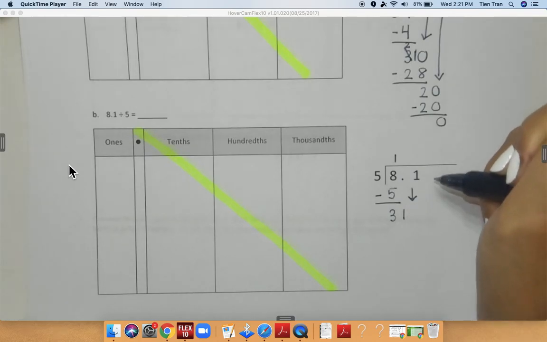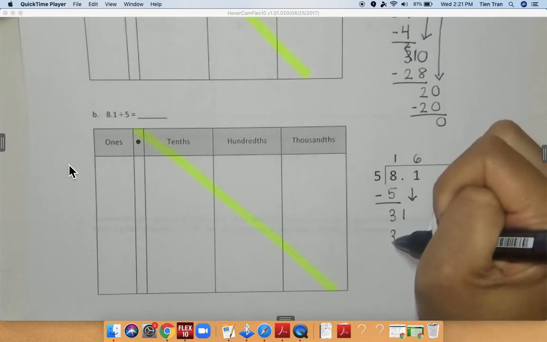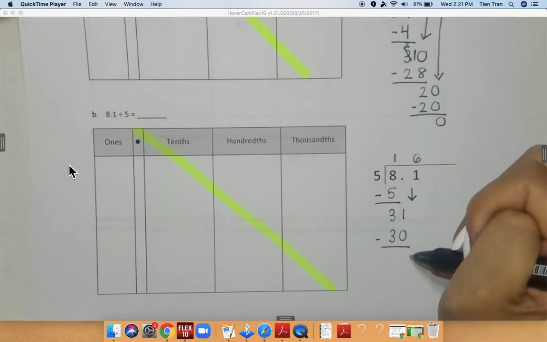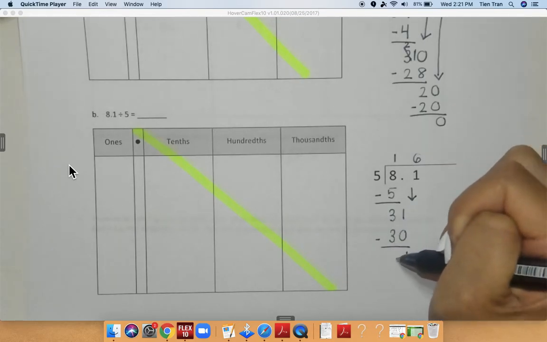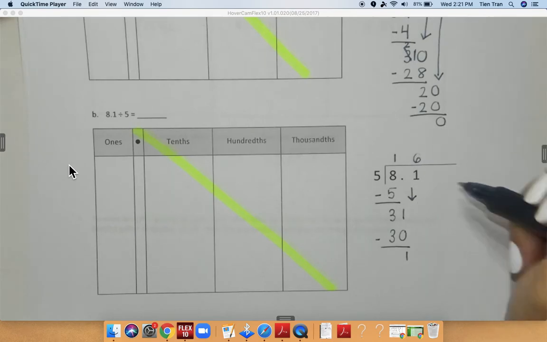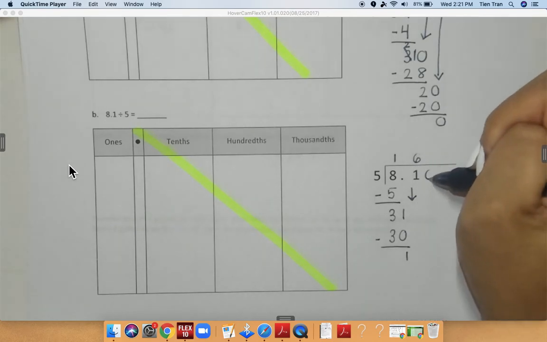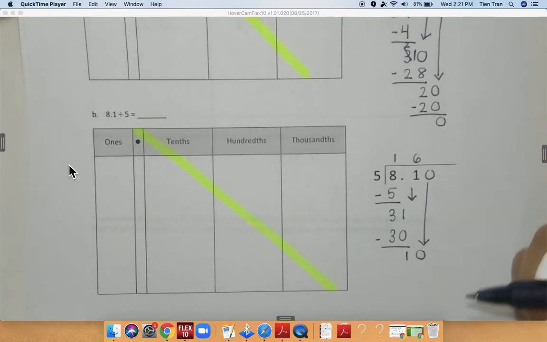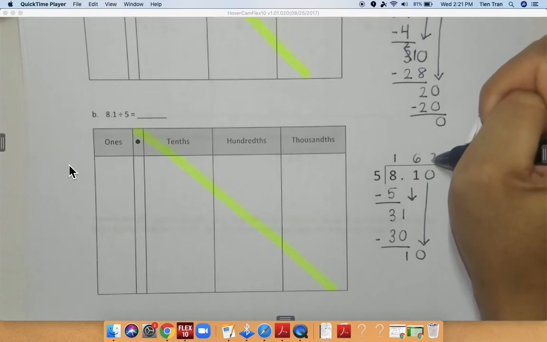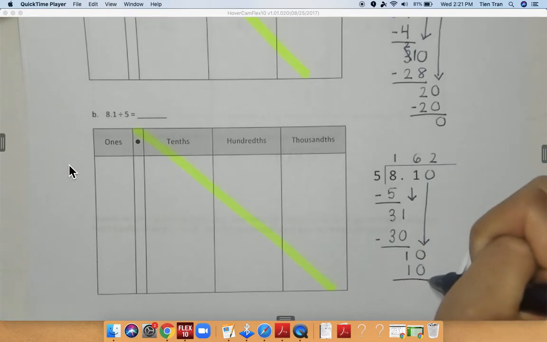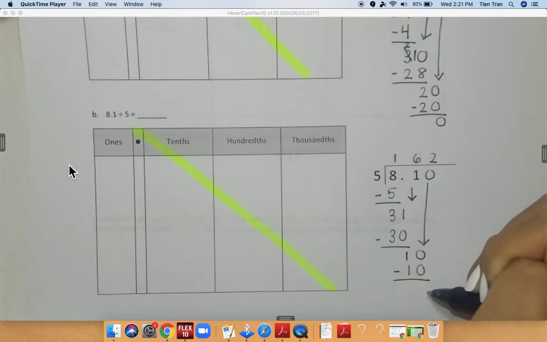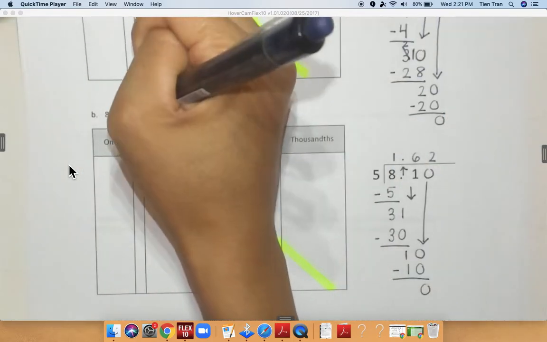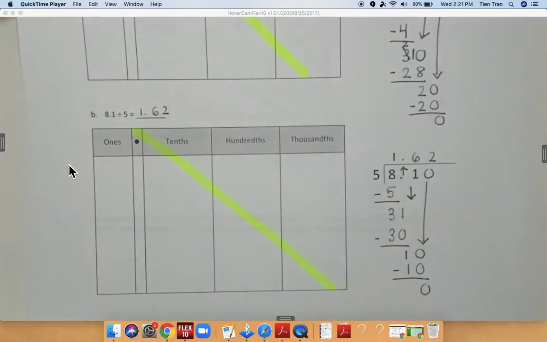5 can go into 31 6 times. 31 minus 30, or 1 minus 0, is equal to 1. 3 minus 3 is equal to 0. Now I'm going to add a 0 and bring down a 0. How many times can 5 go into 10? 5 can go into 10 2 times. So now I'm going to subtract. 10 minus 10 is equal to 0. And I'm going to bring up my decimal. So my final answer is 1 and 62 hundredths.